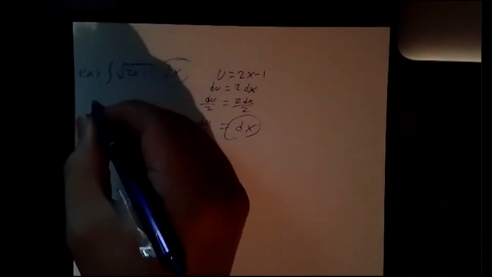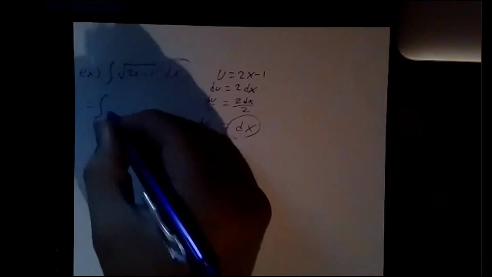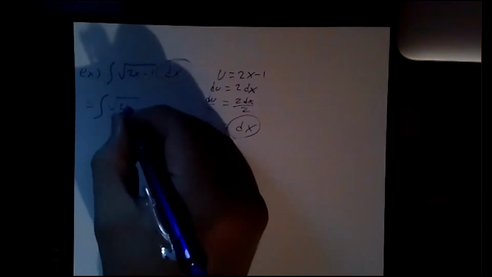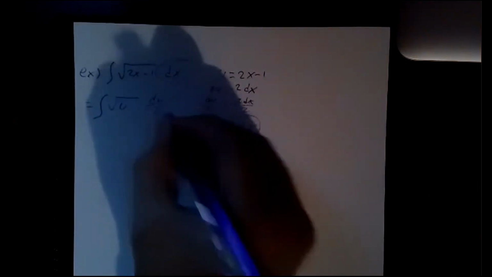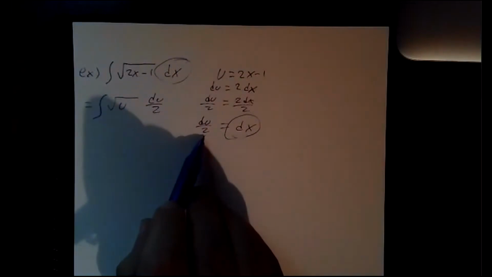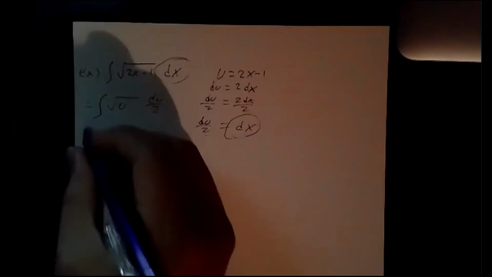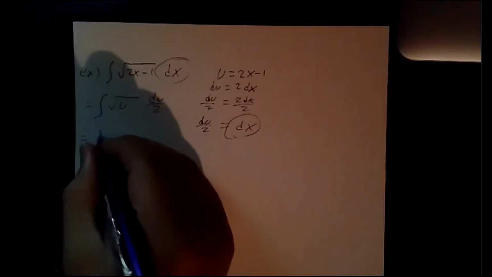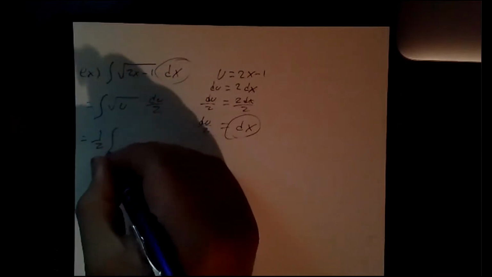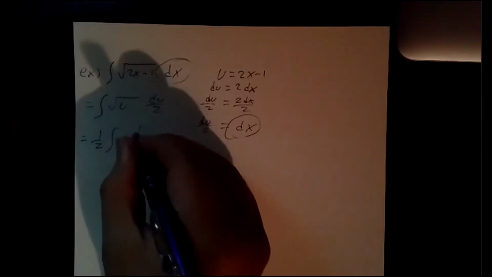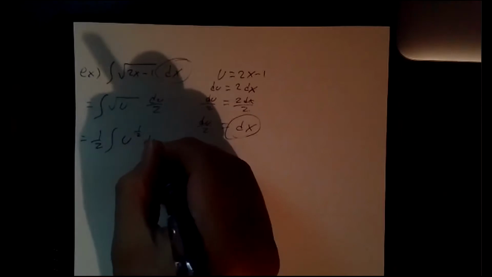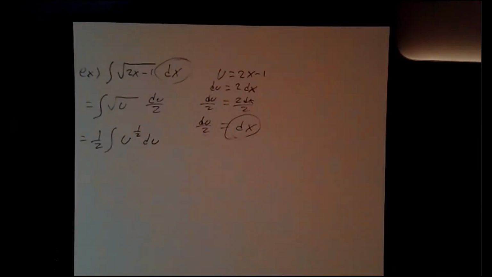So then we can just go ahead and do it. So that'll be square root u du over 2. So that's what dx is equal to, right? Pull out the 1/2. Change the power to 1/2 power. And then begin your antiderivative.